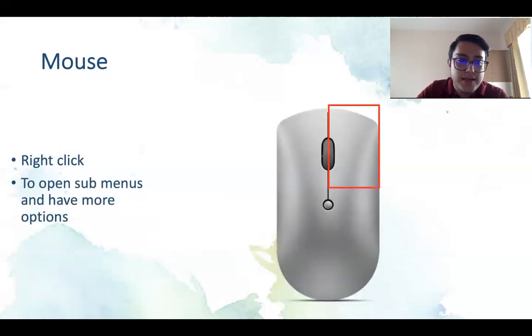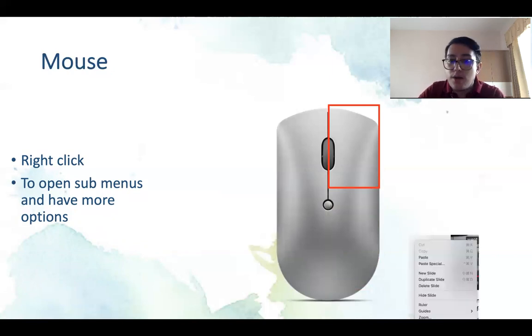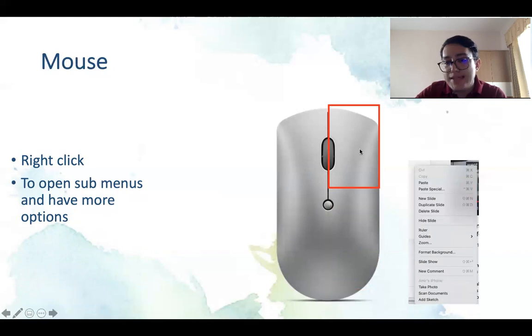Next, we have right click to open submenus and have more options. Don't forget, if I say click it means left click, and if I say right click, it means the right one. For left, I will not say left click. When I say right click, you will right click on a folder or anything, and it will give you many options to choose from. You can delete, duplicate, new slide, or any option that you have.